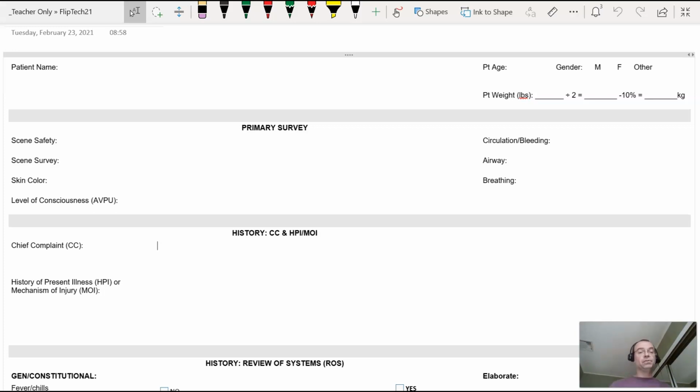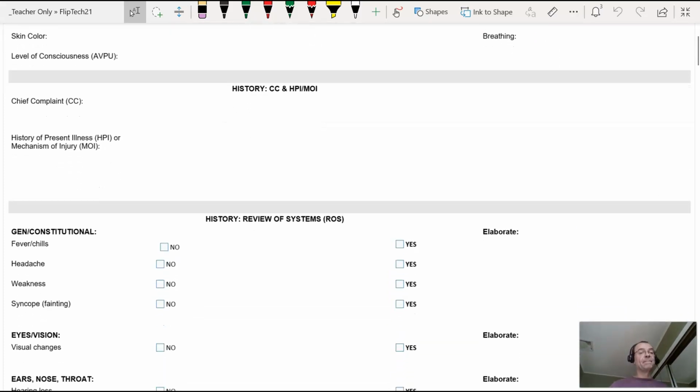Then we come down to chief complaint and history of present illness or mechanism of injury. Mechanism of injury is for trauma. History of present illness is for medical. I try to keep those separated. You have to remember, this is 10th, 11th, and 12th grade high school anatomy and physiology, so I don't want them to be too confused.